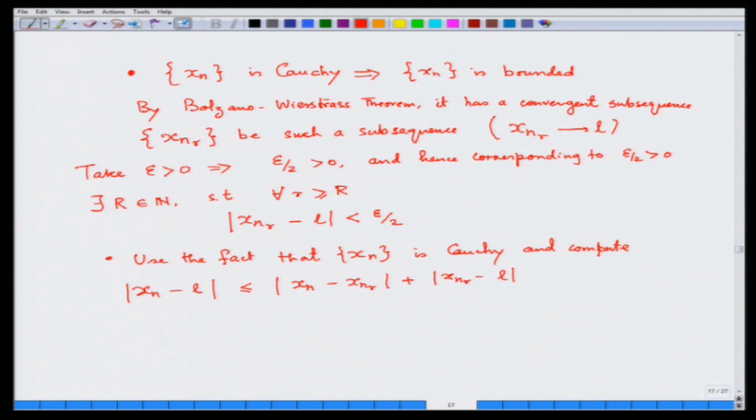Now, this could be made strictly less than epsilon by 2 by the definition of the fact that x_n is Cauchy, and this can be made strictly less than epsilon by 2 because I already know that. But how you will make this other term strictly less than epsilon by 2 needs some argument. So, you can basically show that this whole thing is less than epsilon. So, your exercise, which will be a part of your assignment, would be to fill up the argument.